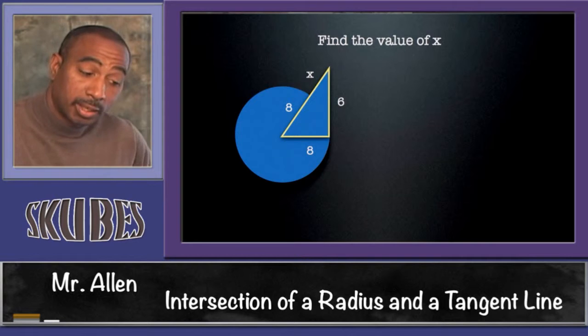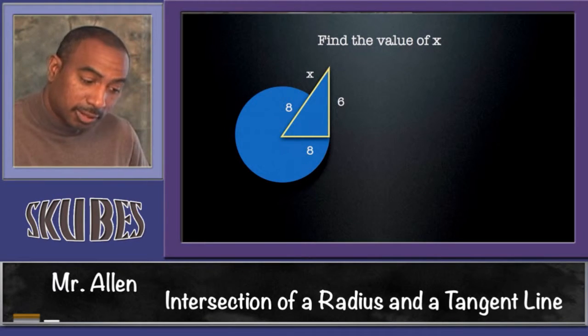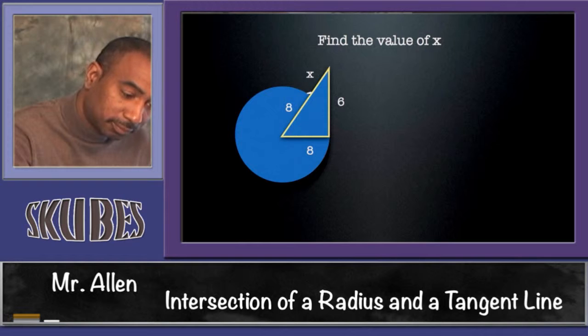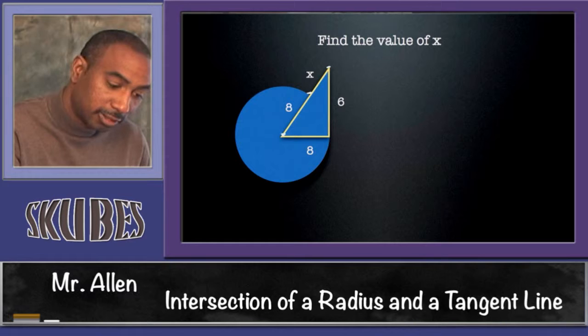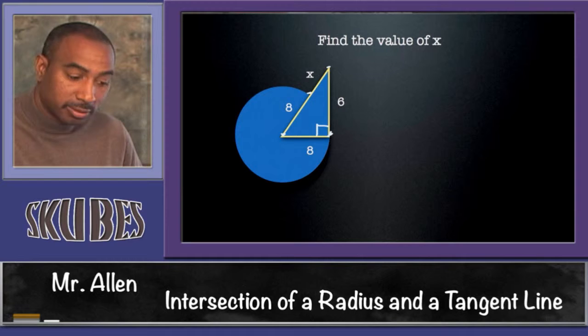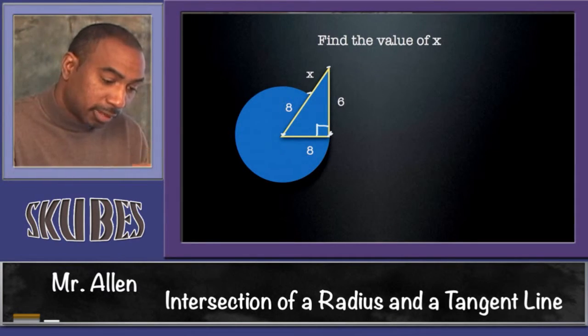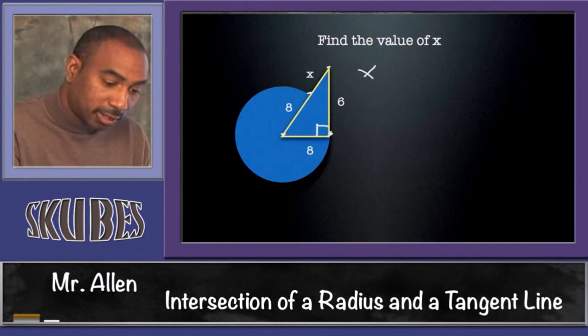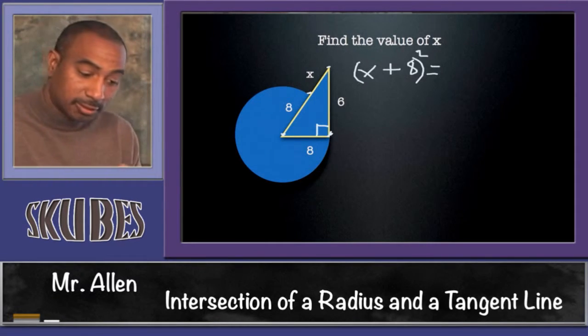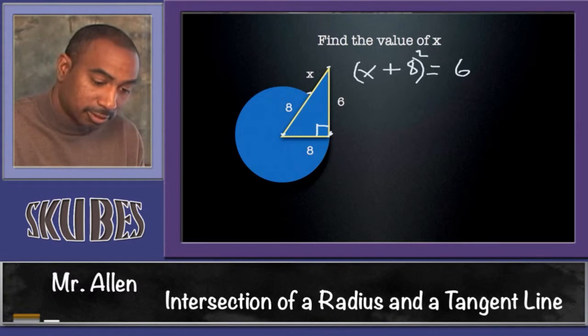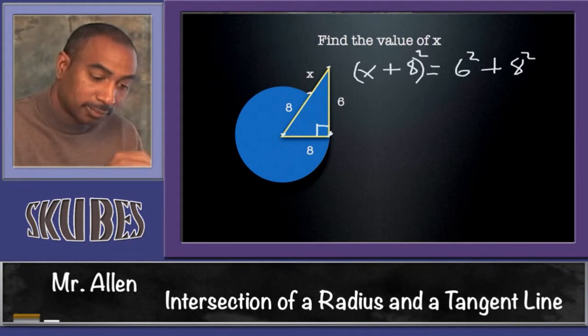All right, let's try another problem. Find the value of x. X is just this piece of the segment. Again, we have a radius that intersects a tangent line. That means it forms a right angle, and we can use Pythagorean theorem to solve this. So the hypotenuse is x plus 8 squared equals the sum of the square of the legs. The legs are 6 and 8, so 6 squared plus 8 squared.